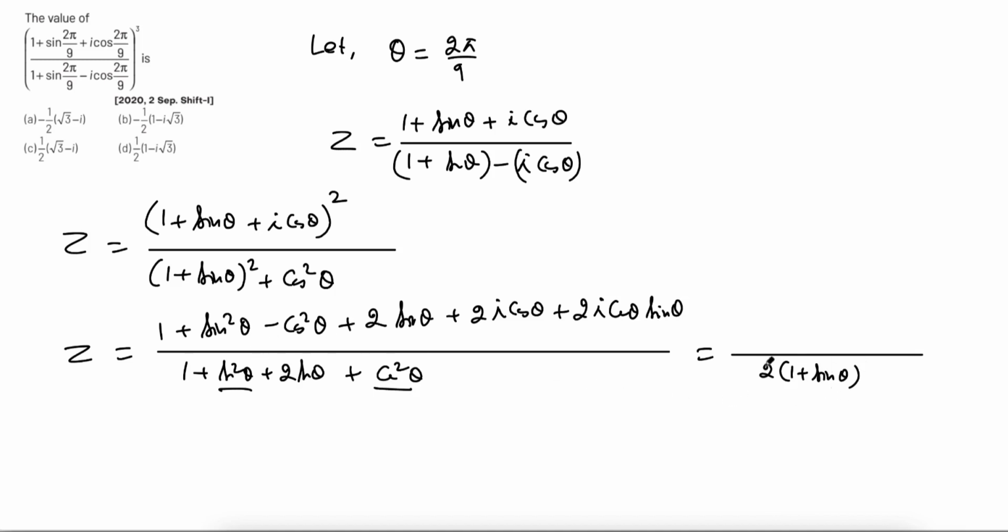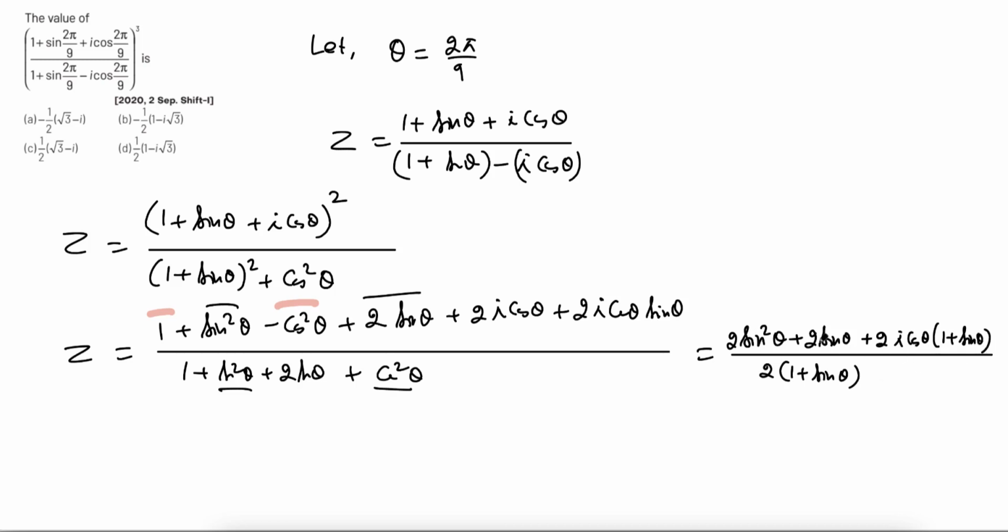Numerator also, I will try to get in this format so that we can easily do it. You can see very clearly that 1 minus cos square theta will become sine square theta, and sine square theta plus sine square theta will become 2 sine square theta. Yes or no? As well as plus 2 sine theta. Why am I making a pair? Because I wanted to get this. So this is also done. And from here I can take 2 i cos theta common, so (1 plus sine theta). Now the question is nearly done.